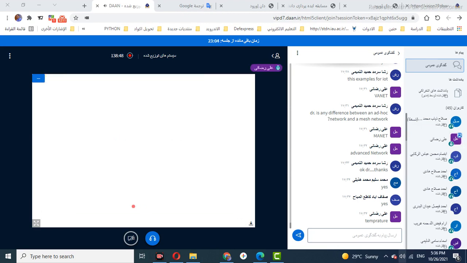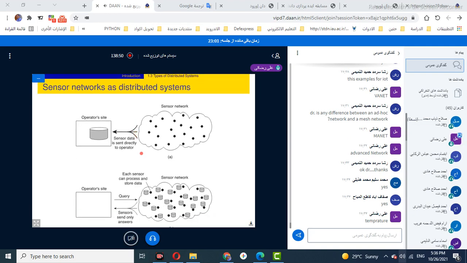So let me go further. Okay, look at figure A. Look at figure A for a second, and I will explain it for you.